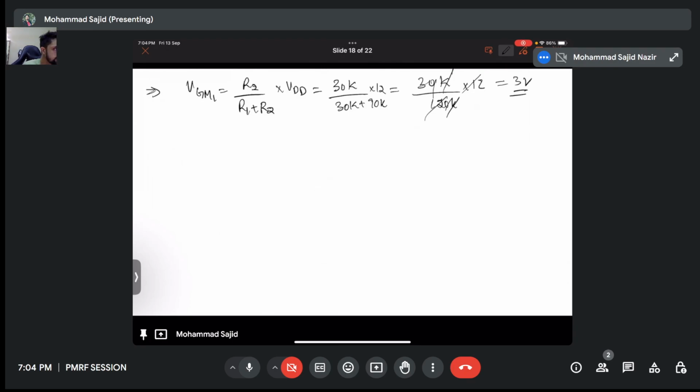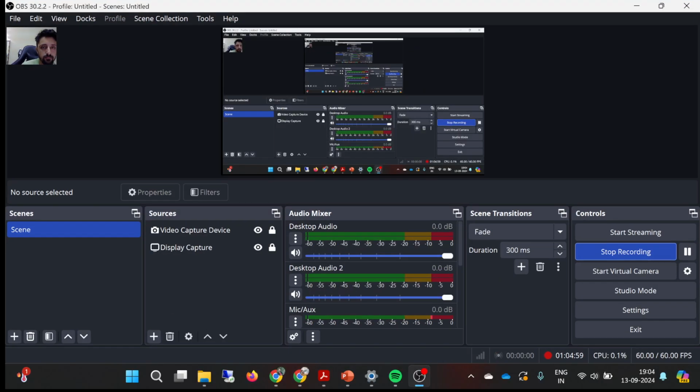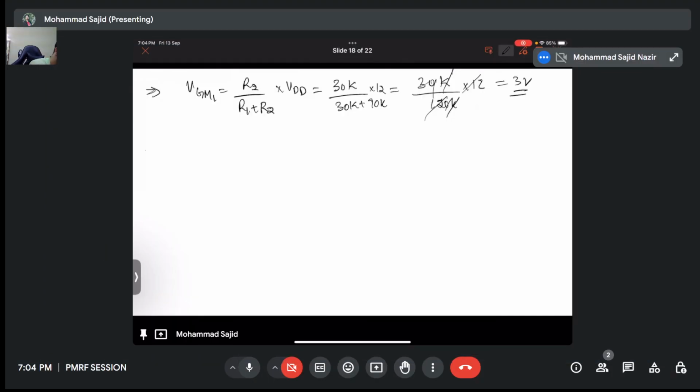Next we'll calculate the drain current. Treating the transistor in saturation, drain current is given as kW by 2L times VGS1 minus VTHN whole square. And kW by L is 0.5 milli. So this is 0.5 milli by 2, and VGS will calculate as 3, and the threshold voltage is given as 1, and it comes out to be 1 milliamp.